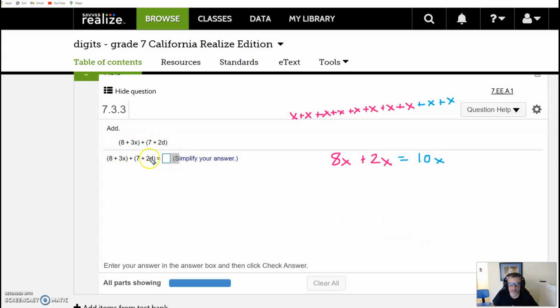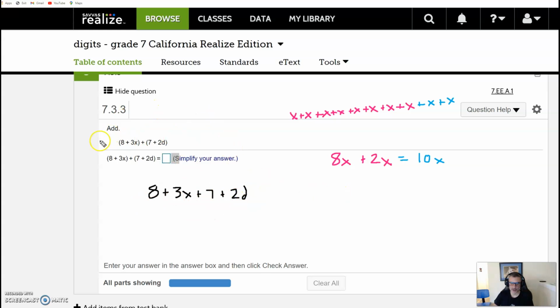So we can do the same thing here. They want us to add 8 plus 3x plus 7 plus 2d. All right, the first thing that might throw you off is these parentheses. You don't need the parentheses unless we're actually distributing, right? So maybe we have like a 2 on the outside, and remember, then we have to distribute with our arrows and whatnot. But since we don't have a number outside our parentheses, we can actually just drop those. So I can rewrite this as 8 plus 3x plus 7 plus 2d.